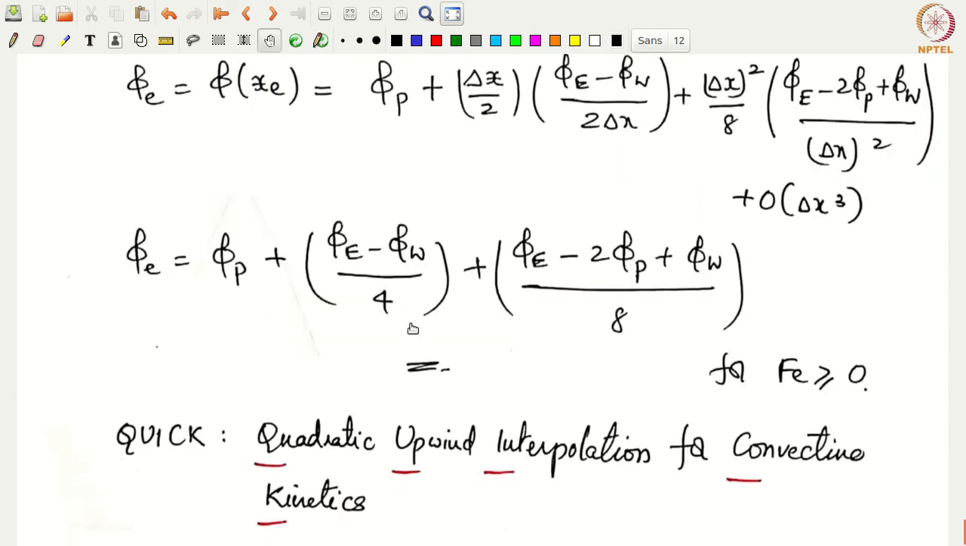This particular scheme that we got by using the central difference schemes for the first and second derivatives in the Taylor series expansion for phi e is known in the literature as the QUICK scheme, which is third order accurate and stands for quadratic upwind interpolation for convective kinetics. This is basically second order interpolation, that's what we have used. That's why it's called quadratic upwind interpolation.